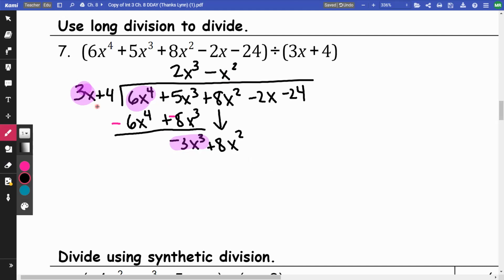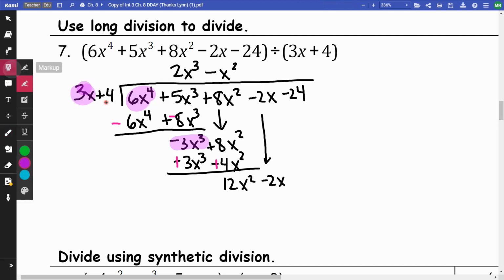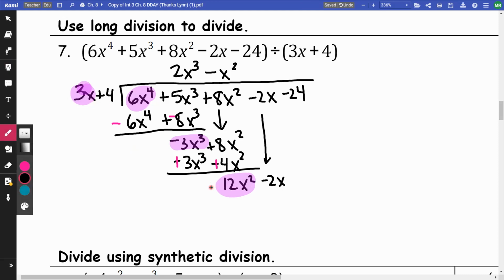Okay. So now when I multiply it, try one more time, I'm going to get a negative 3x cubed, negative times the positive 4, so a negative 4x squared. And I'm going to change my signs. So plus, plus. When I add that, I get a 12x squared. Bring down my next term, which is a negative 2x. But again, I'm focusing on 3x times what gets me 12x squared. And that's going to be a positive 4x. So when I multiply, I get a positive 12x squared. I get a 16x.